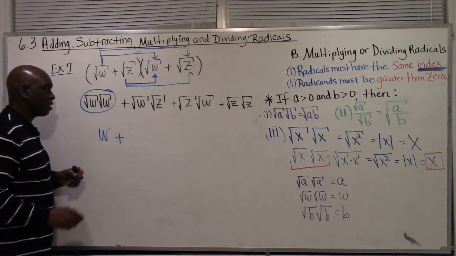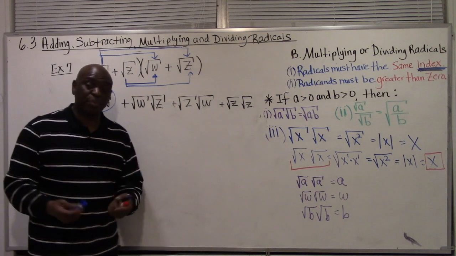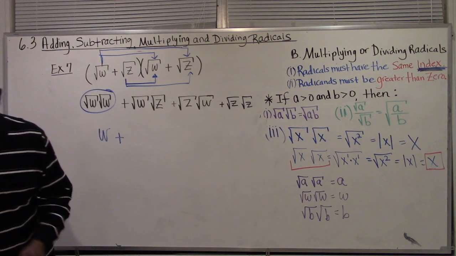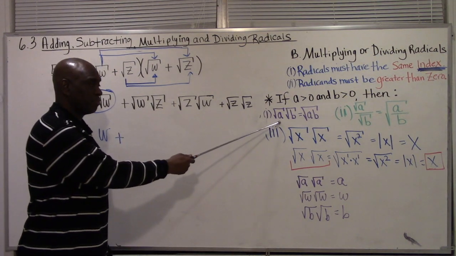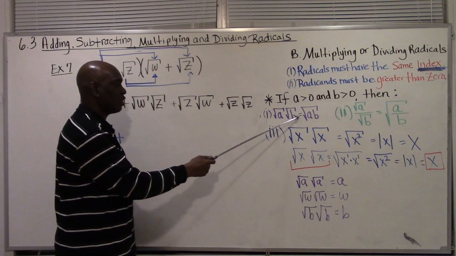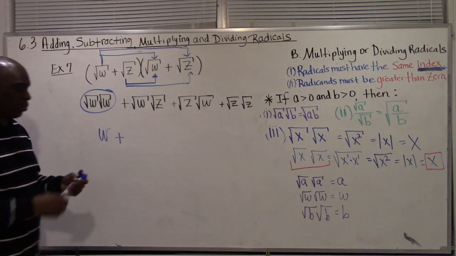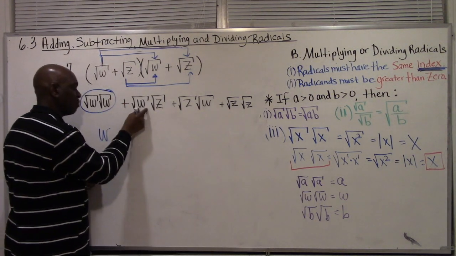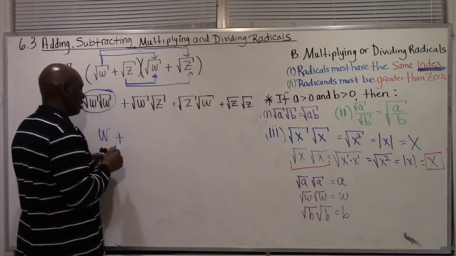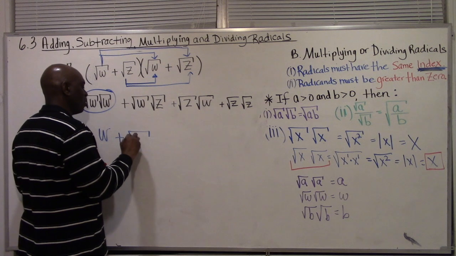All right, ladies and gentlemen, in this case, we can implement this rule over here that is in purple. Root A times root B equals the root of AB. Which means then that root W times root Z is the root of WZ.